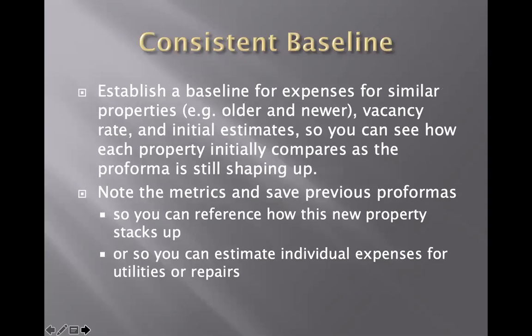But you do want to have a consistent baseline for your expenses for similar properties when you're running the initial Proformas before you plug in the real details. So keep your vacancy rate consistent, your initial estimates. A lot of times I'll use $500 per unit per year on repairs, and landscape, I'll use a rough number depending on who maintains the landscape.